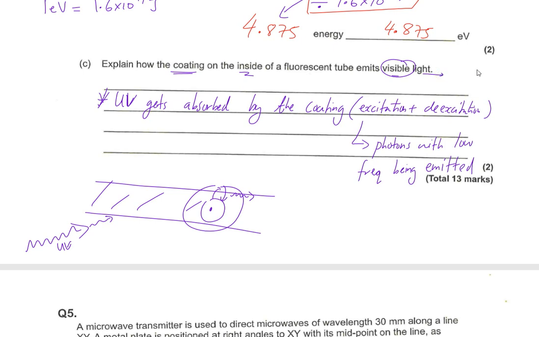Now visible light has a lower frequency compared to UV light. Visible light has a longer wavelength compared to UV light. So we need to say that the photon being emitted, yes, we know it's visible, but what is it that makes it visible? It is the lower frequency. Okay, so therefore it has a lower energy. It means when it goes up, it only went to A and then dropped down, so the difference was small.